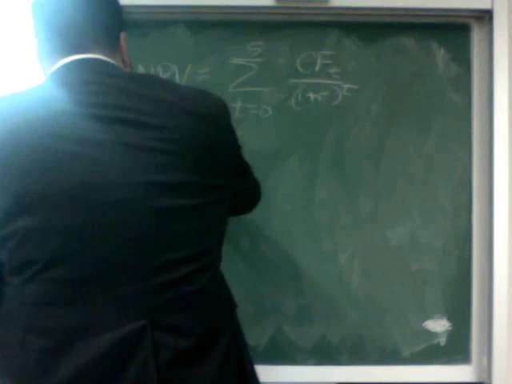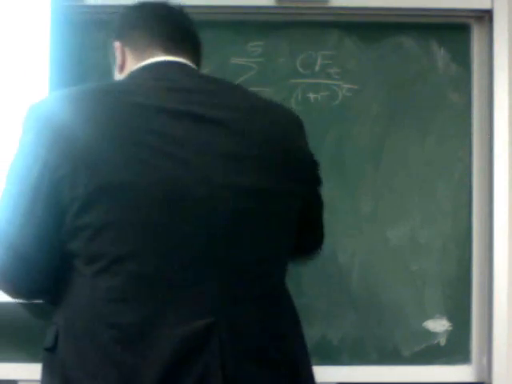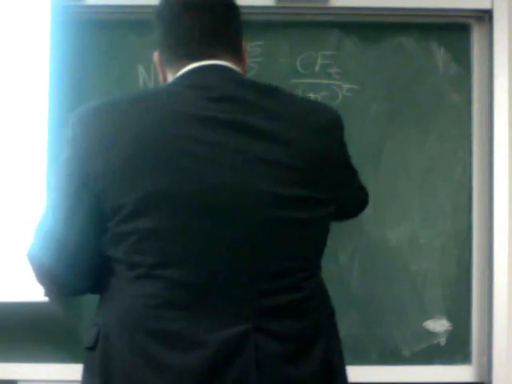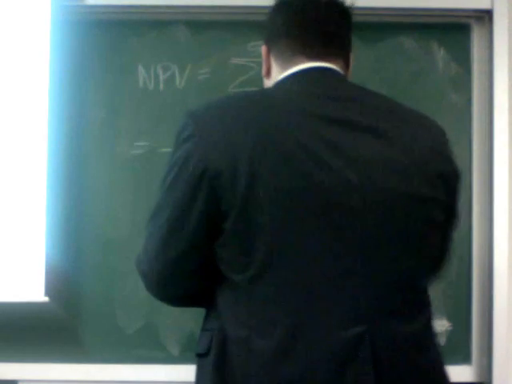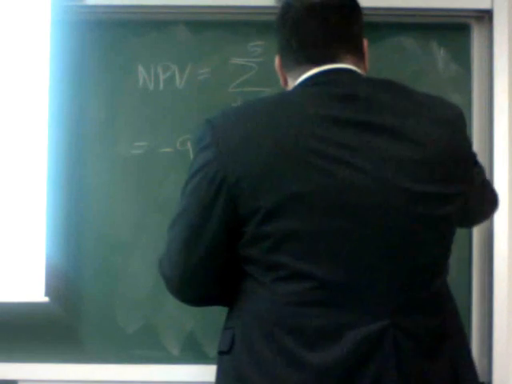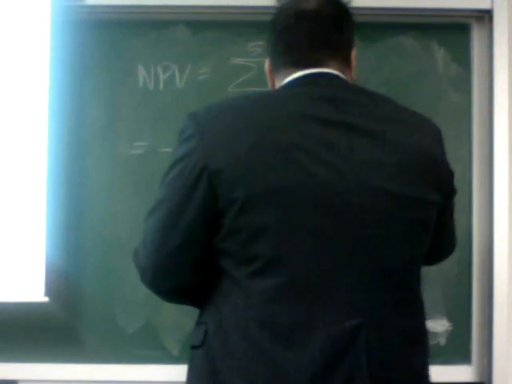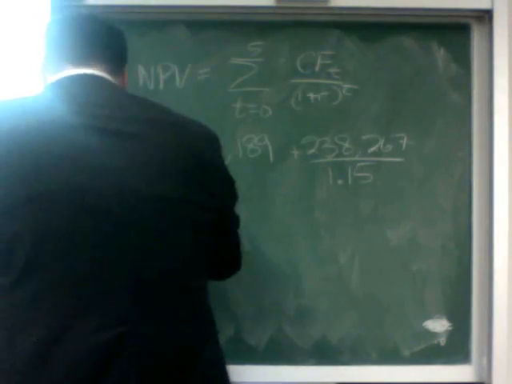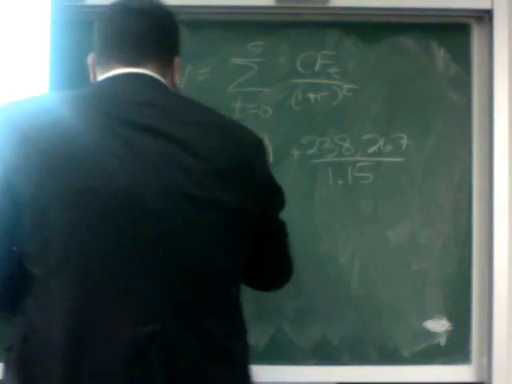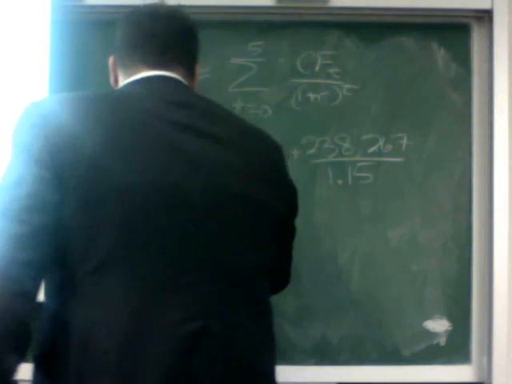So the first year is minus 991,189. Then it's 238,267 discounted 1 year, 229,103 discounted 2 years.